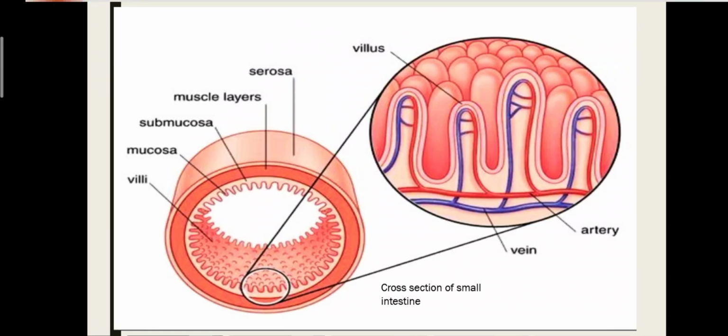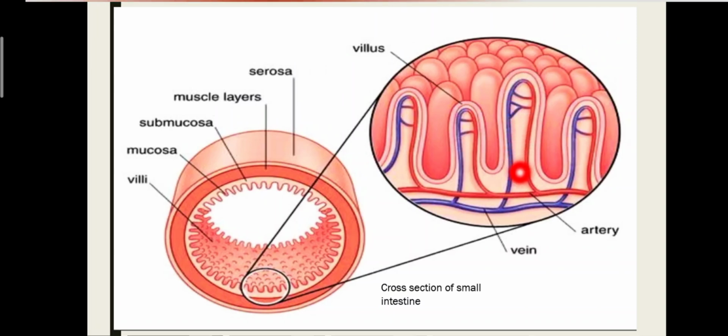A microscopic examination reveals that the epithelial cells of the villi in turn bear numerous microvilli. Between the bases of the villi are the minute openings of the intestinal glands that secrete intestinal juice. The intestinal wall and the villi are richly supplied with blood vessels.